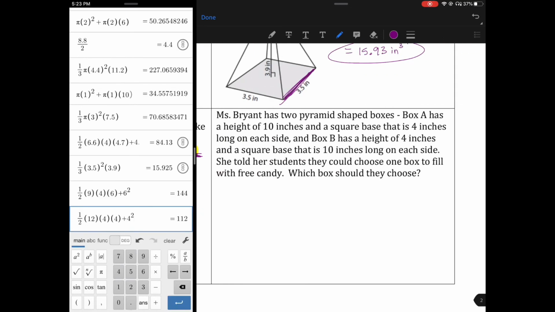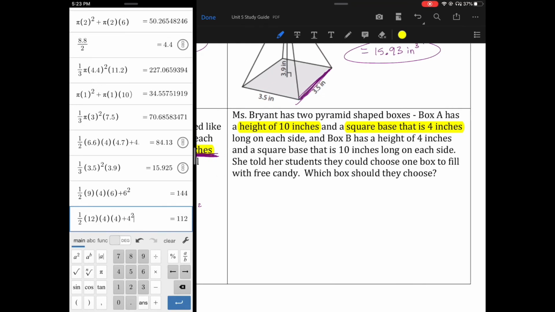Then our last question, Ms. Bryant has 2 pyramid-shaped boxes. Box A has a height of 10 inches and a square base that is 4 inches long on each side. And box B has a height of 4 inches and a square base that is 10 inches long on each side. She told her students they could choose one box to fill with free candy. Which box should they choose?